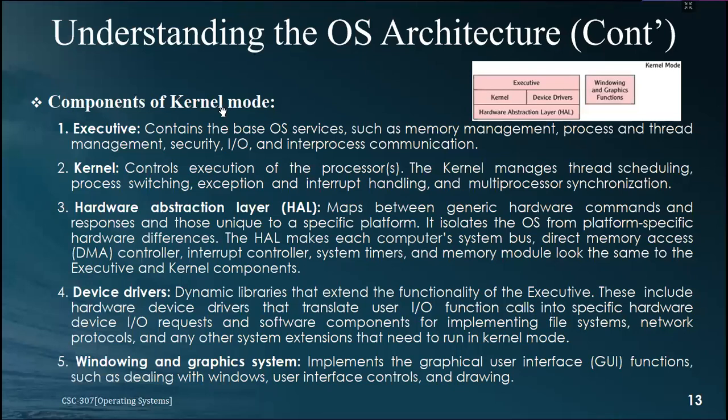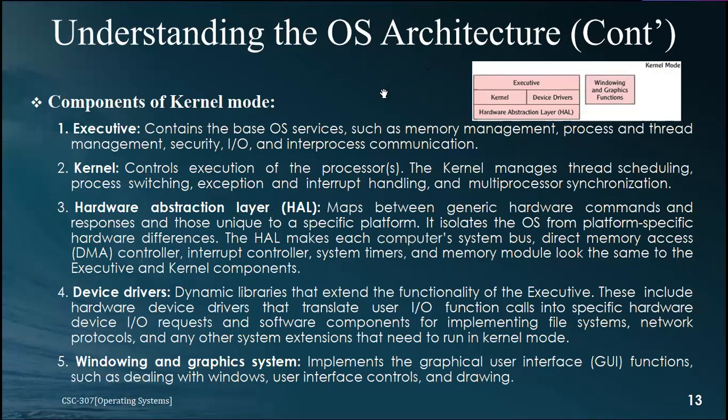Now we will talk about the components of kernel mode. As you can see, we have the executive, the kernel, the hardware abstraction layer, the device drivers, and the windowing and graphics system. So what is an executive? It contains the base operating system services such as memory management, process management, then we have thread management.